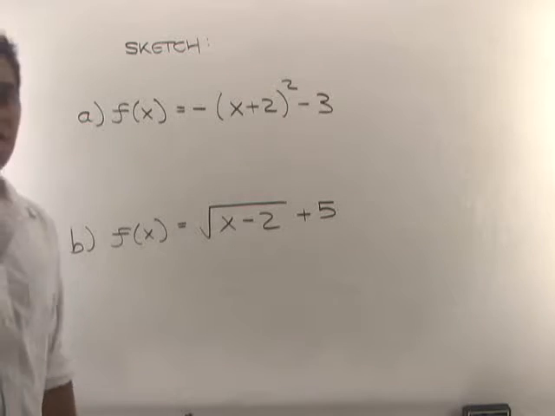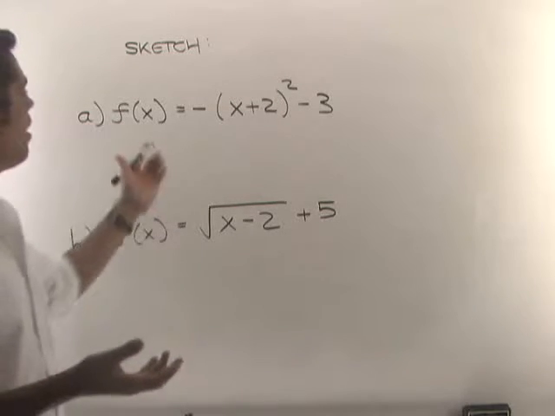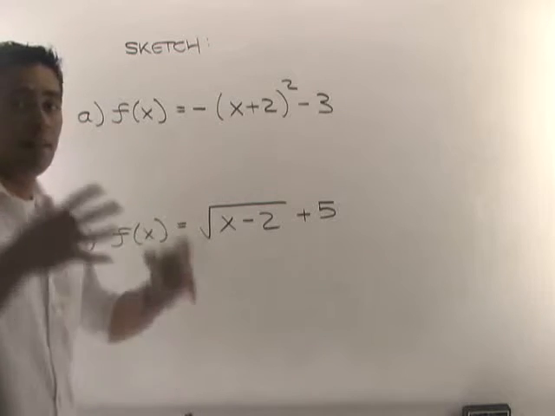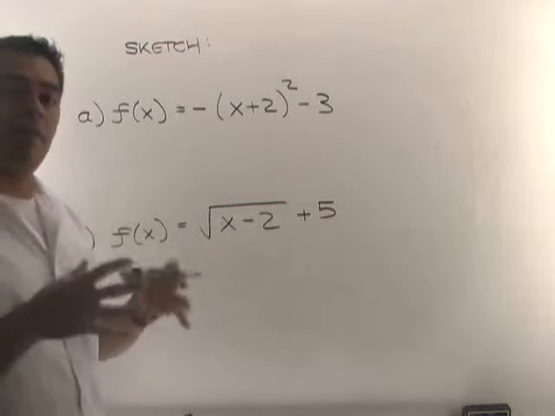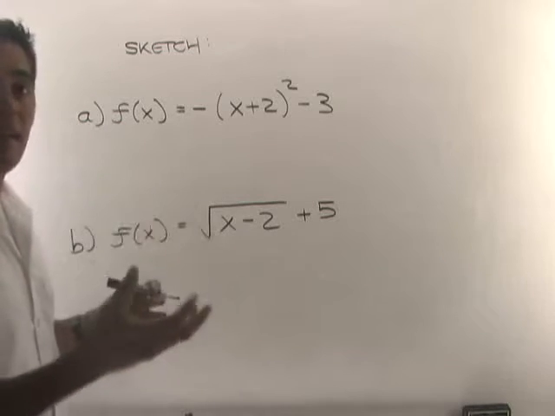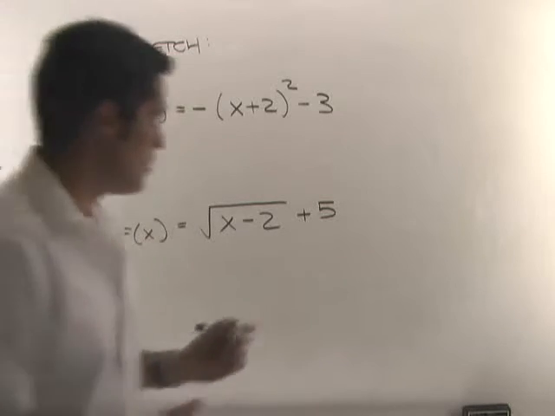Okay, in this example we're going to see how you can be presented with a problem where you're asked to sketch something and it's a combination of translations and reflections all mixed in together. So we have to kind of do them one piece at a time. Let's take a look at the first example.